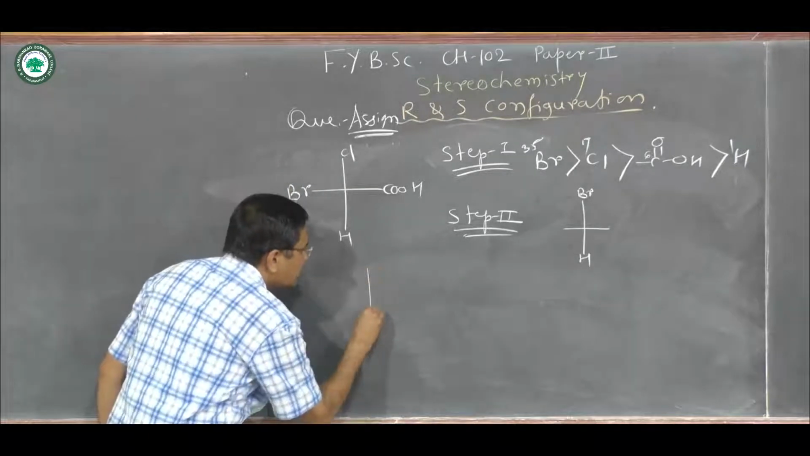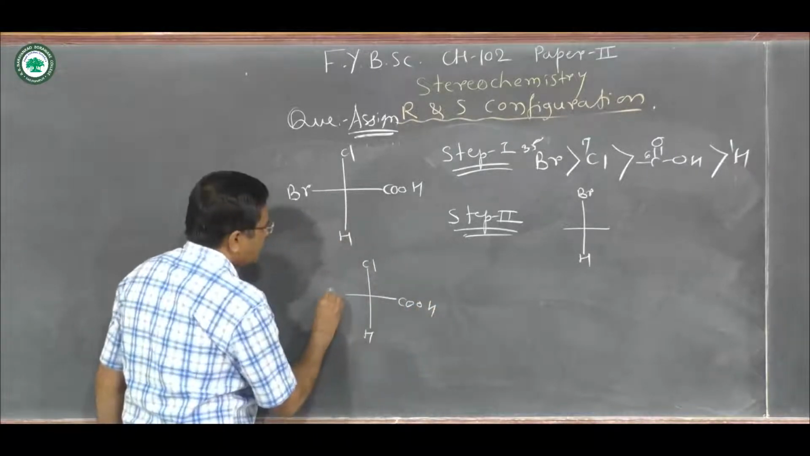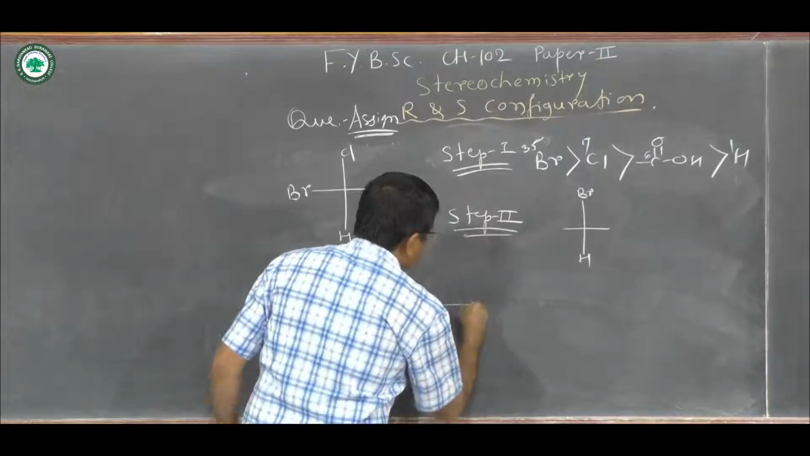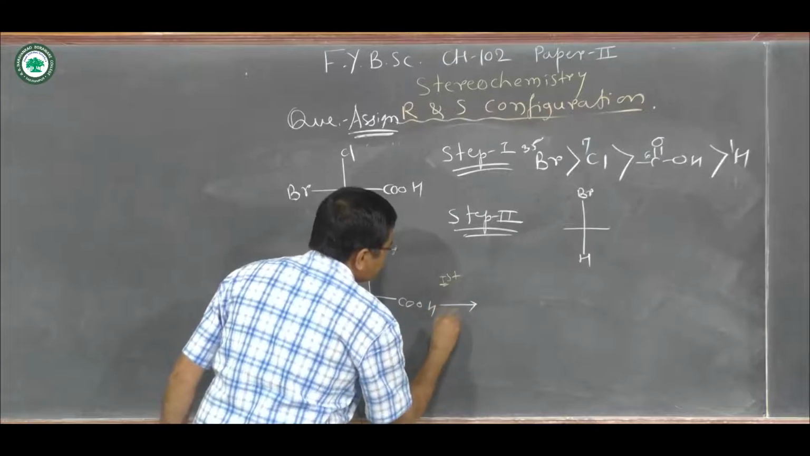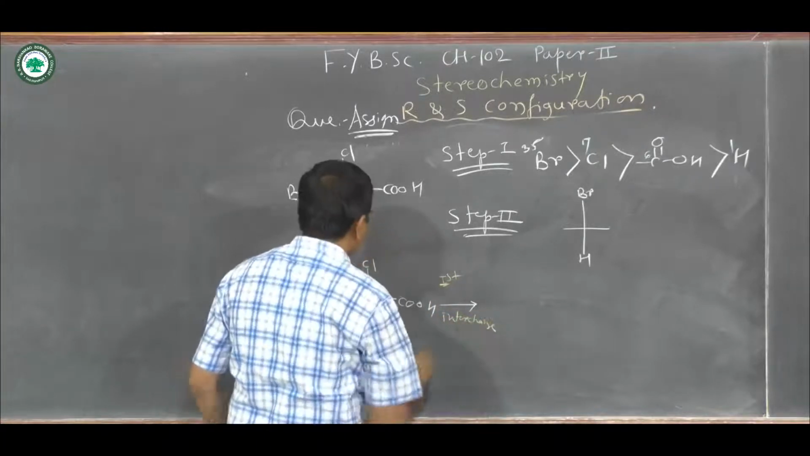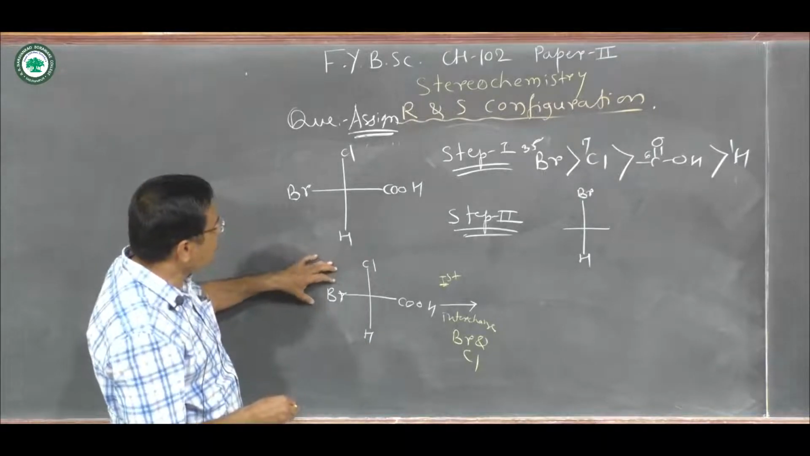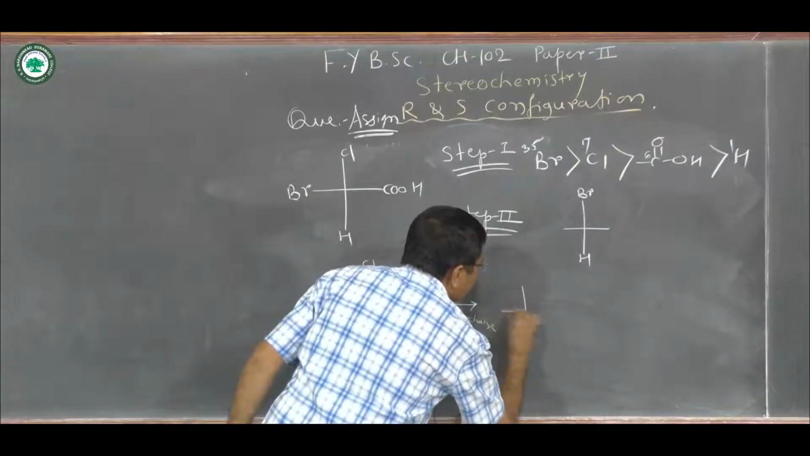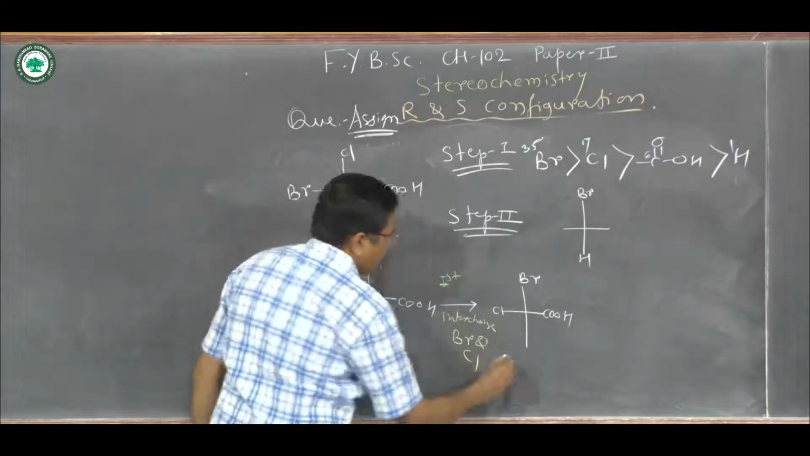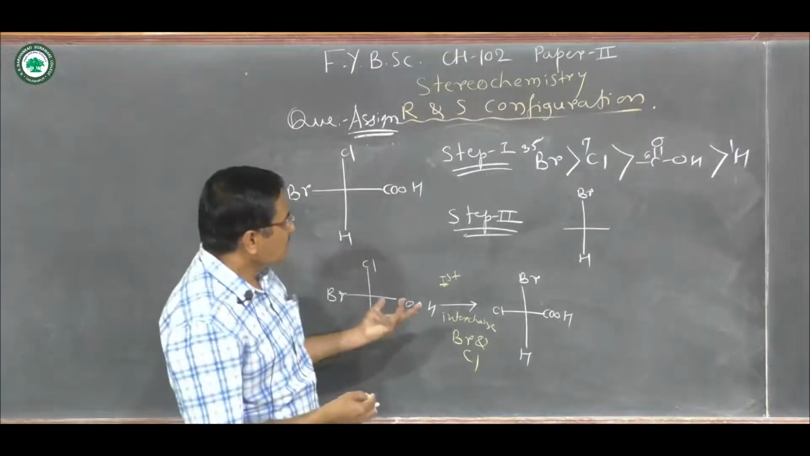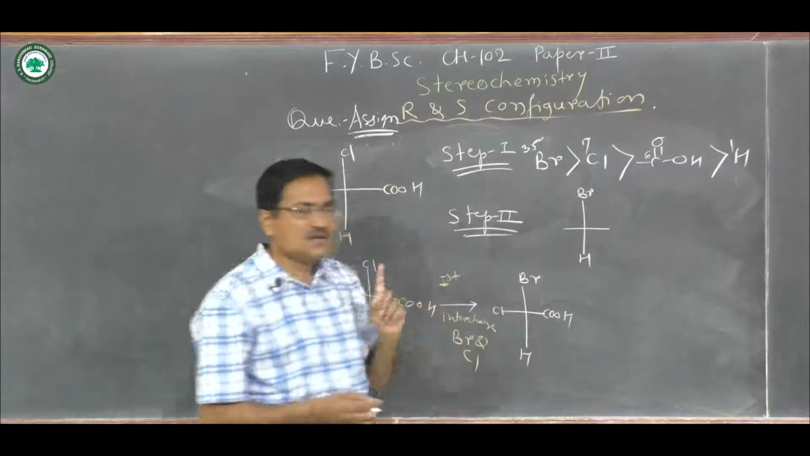Okay, now we will write here the original compound: chlorine, H, COOH, and Br. Okay, now first interchange in between Br and chlorine. Why? Because we want to give Br the top position. Okay, so after interchanges, Br at top position, then Cl, then COOH, and H. Okay, now here H has already come to the bottom position, Br at top position.